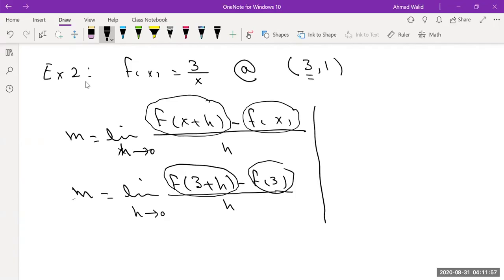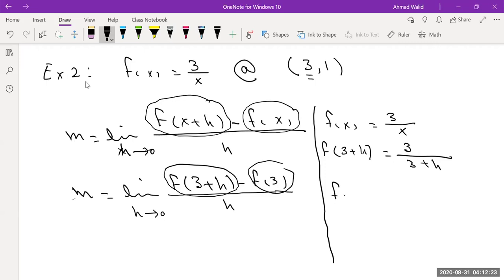I'll do it on the side here. Look, your function is f of x equals 3 over x, right? If I ask you to find f of 3 plus h, it means replace x with 3 plus h. It means this will become 3 over 3 plus h. Again, if I ask you to find f of 3, it means replace x with 3. It gives you 3 over 3, which is 1.